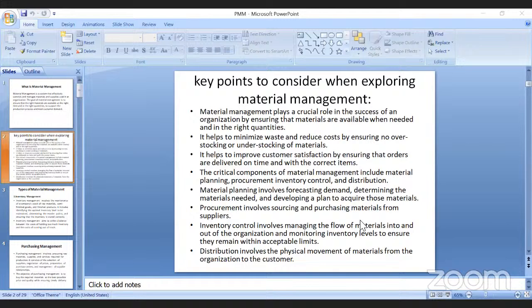And also, how will it be helpful for customer satisfaction when we are giving orders and delivering? You also have to maintain that.